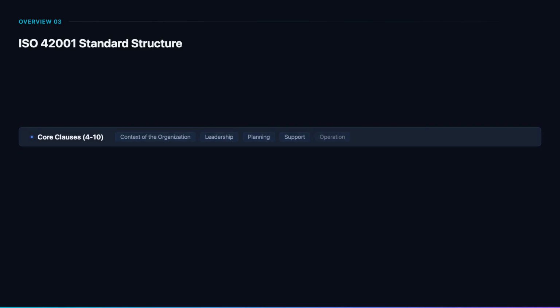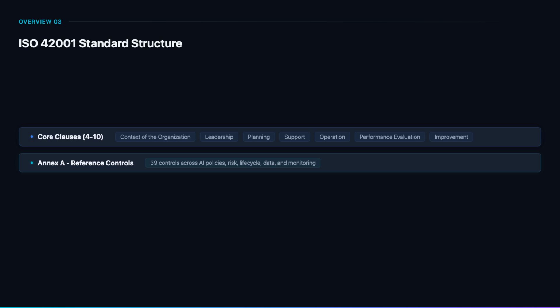ISO 42001 follows the Annex SL high-level structure common to all ISO management system standards. Here is how the standard is organized. The core clauses 4 through 10 follow the familiar Plan, Do, Check, Act cycle. They cover context of the organization, leadership, planning, support, operation, performance evaluation, and improvement. Annex A provides 39 reference controls organized across AI policies, risk management, lifecycle management, data governance, and system monitoring. These are specific to AI and complement ISO 27001 controls.